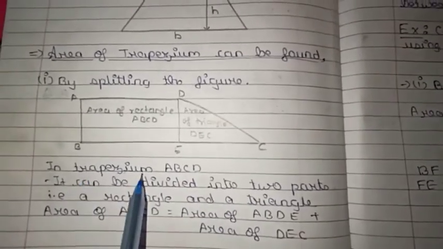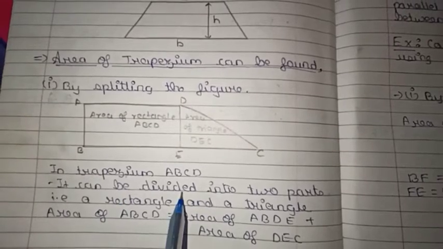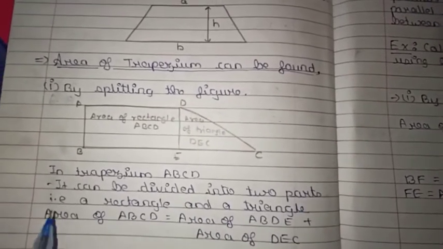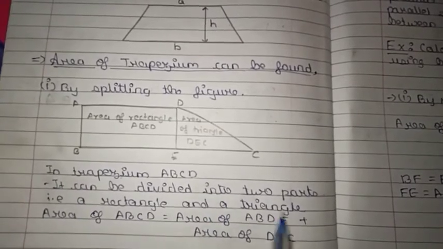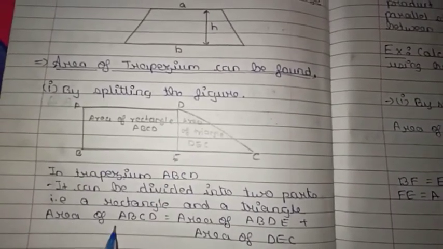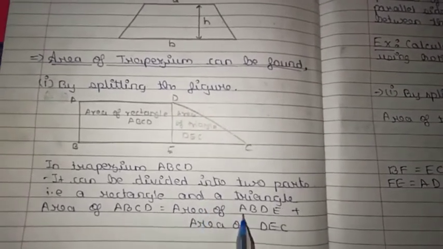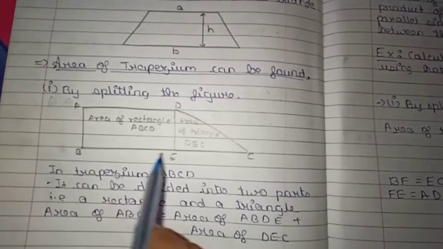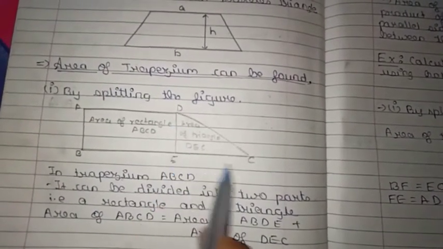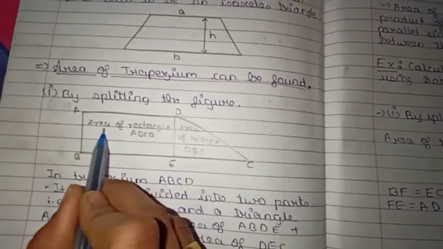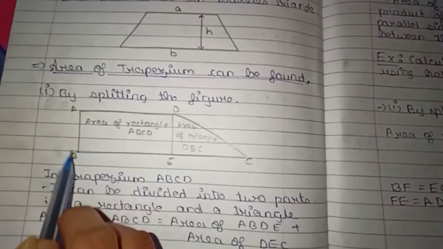So trapezium ABCD can be divided into two parts, that is a rectangle here and a triangle. So area of ABCD will be equal to area of ABED plus area of DEC. And you know what is the area of a rectangle? That is length into breadth. This is length and this is breadth.